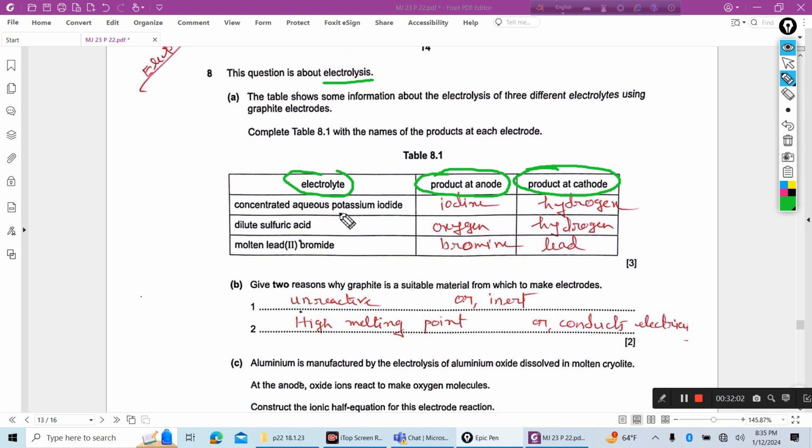So concentrated aqueous potassium iodide, KI aqueous, potassium ion, water means hydrogen ion and hydroxide ion. So product at the cathode will be hydrogen. Hydrogen ion gains electron to form hydrogen, reduce, and at the anode iodide ion loses electron, oxidize to form iodine.